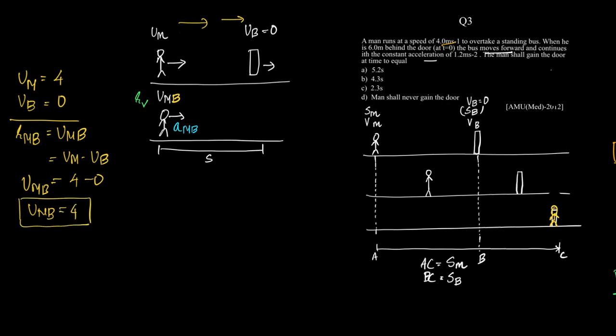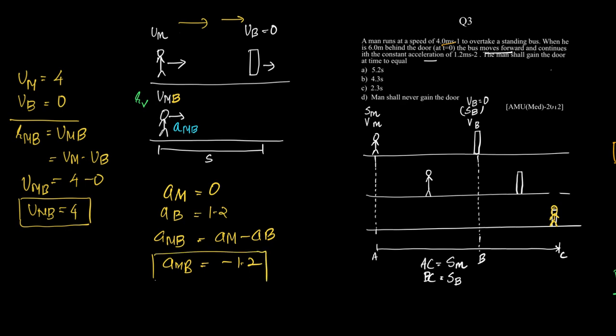Now similarly, all other aspects of the motion will be taken in the relative conditions, which means acceleration of man, according to the question, is 0. Acceleration of the bus is given to be 1.2 meter per second square. So what is acceleration of man with respect to bus? It is acceleration of man minus acceleration of bus. So amb will be equal to minus 1.2, right? So we have u, we have a.